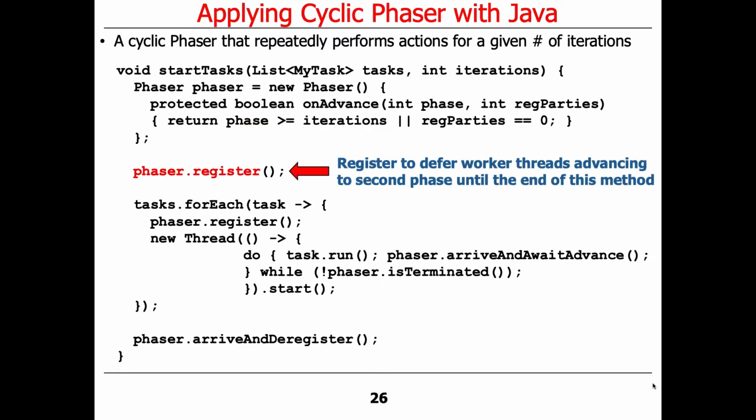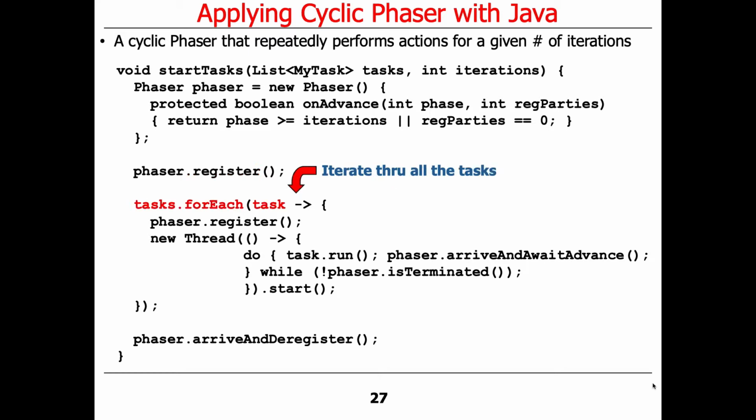The first thing we do is the calling thread registers itself and says, all right, include me in this count. You'll notice that we didn't give the phaser an initial count. So in this case, we say phaser.register. If we had said new Phaser(1) here, we wouldn't have had to say phaser.register because we would have already had a count of 1.